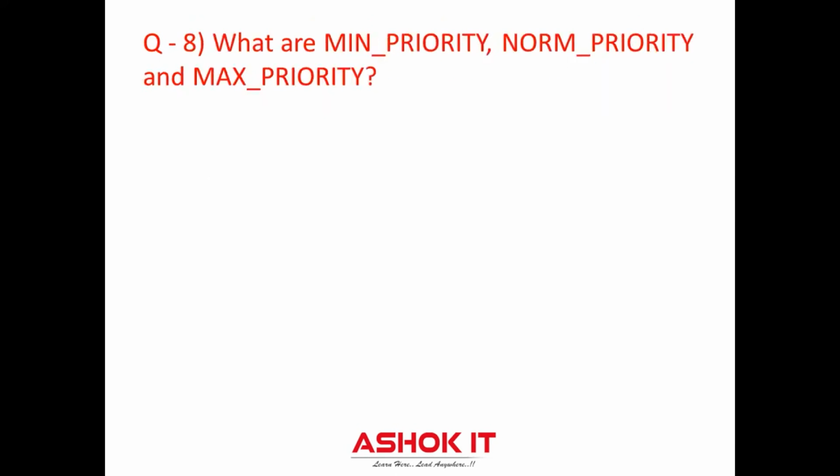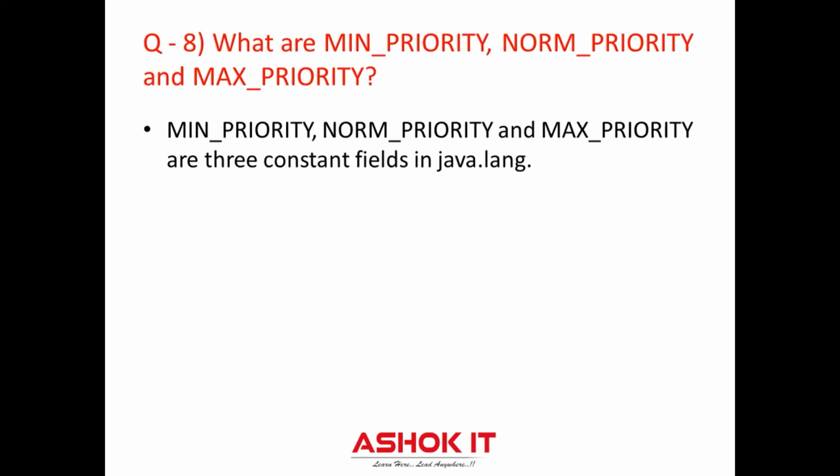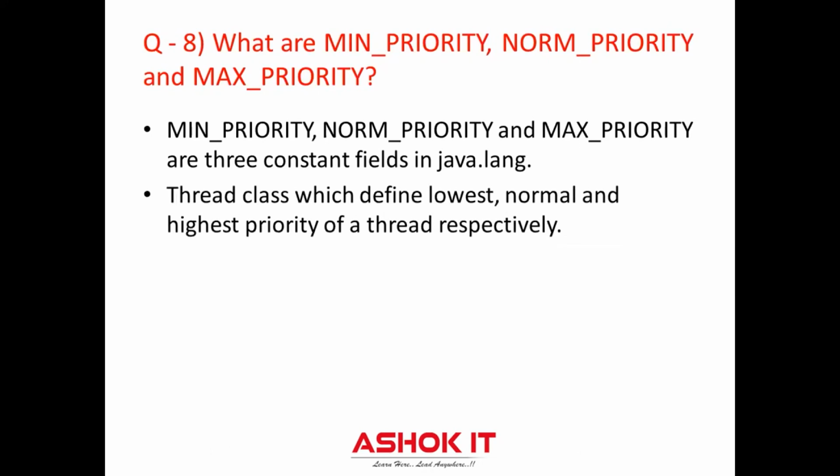Question number 8. What are MIN_PRIORITY, NORM_PRIORITY, and MAX_PRIORITY? MIN_PRIORITY, NORM_PRIORITY, and MAX_PRIORITY are the constant fields which are defined in the java.lang.Thread class, and which define the lowest, normal, and highest priority of a thread, respectively. MIN_PRIORITY defines the lowest priority that a thread can have, and its value is 1.